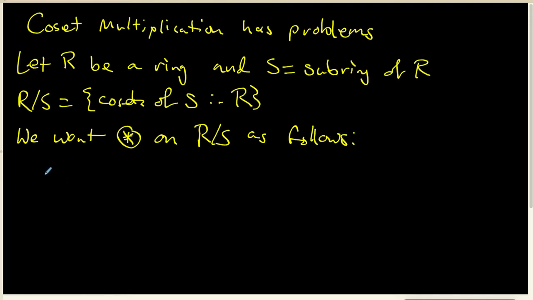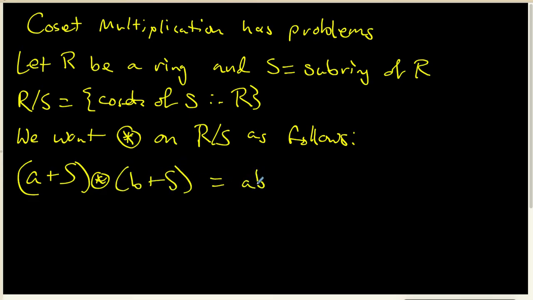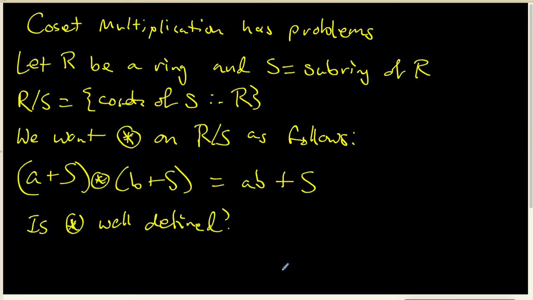The operation is going to be A plus S times B plus S. Well, what I'd really like to do is just keep it simple and call it AB plus S. Now, the only question is, is this operation well defined? And what I want to do is look at a specific example, and the specific example is going to illustrate that we have some real problems. So, an extended example.